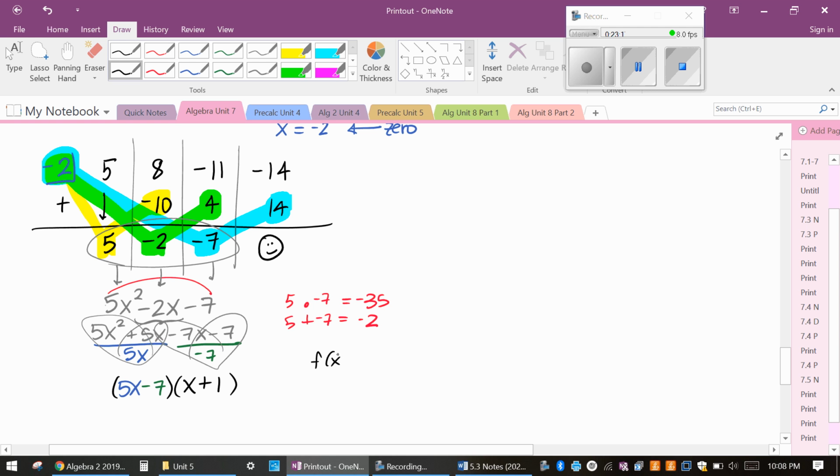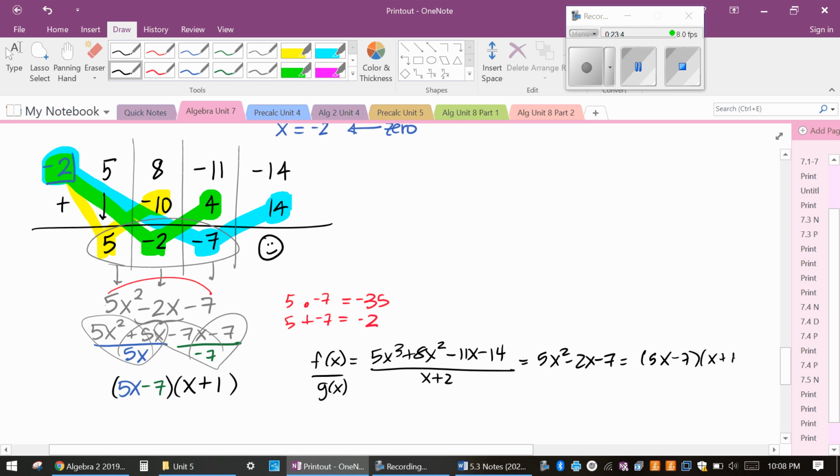So think about what they asked us to do. They asked us to take f of x divided by g of x, which was x plus 2. Using synthetic division, we got an answer of 5x squared minus 2x minus 7, which factors to 5x minus 7 and x plus 1. If you guys need help, make sure that you ask.